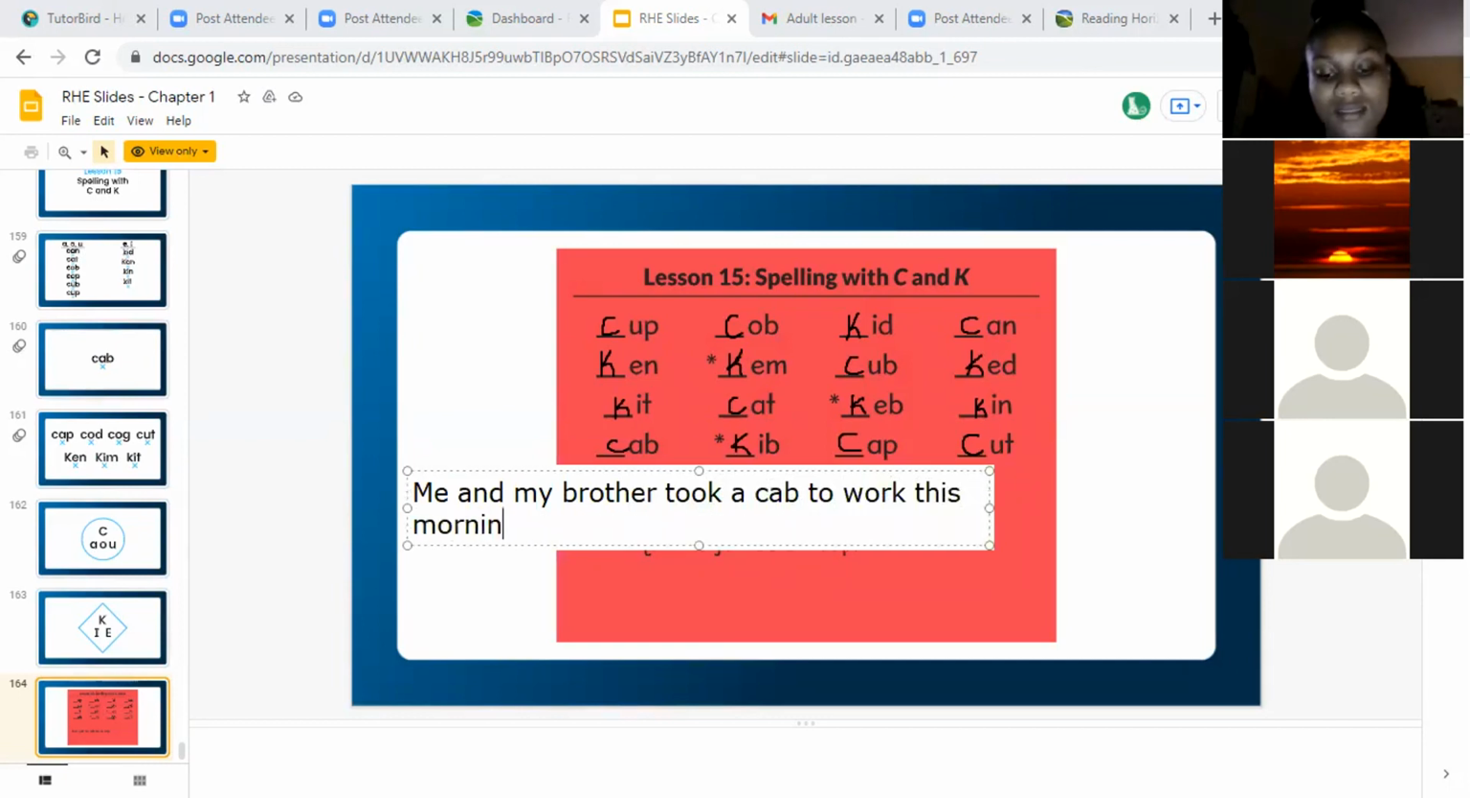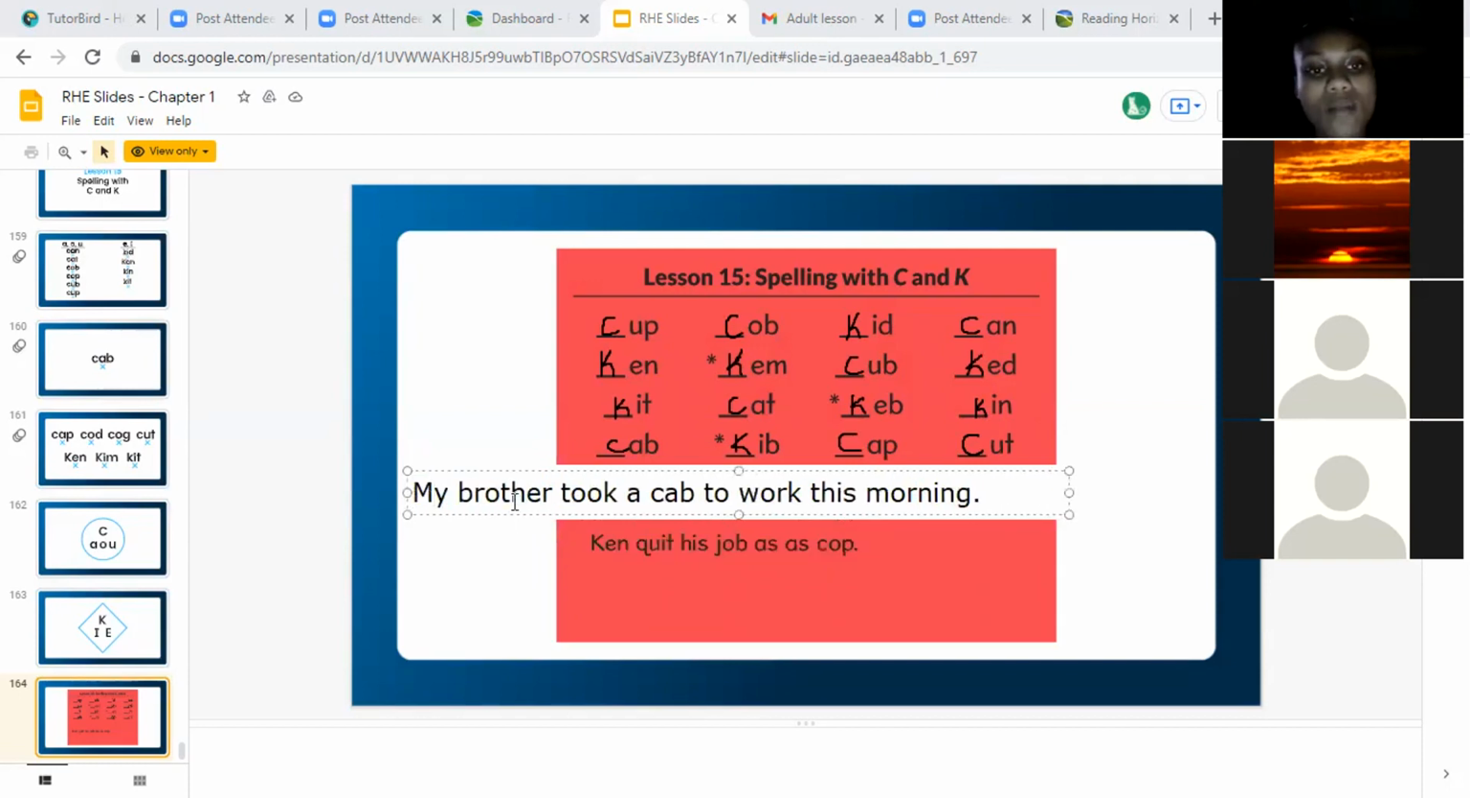Yes, miss. All right, so here's the thing with this sentence. Instead of saying "me and my brother," here's what you would say: "my brother and I." Yes, my brother and I. All right, so that's it.